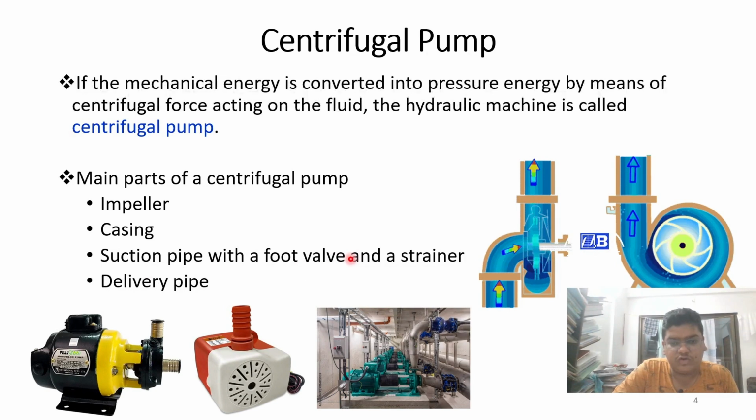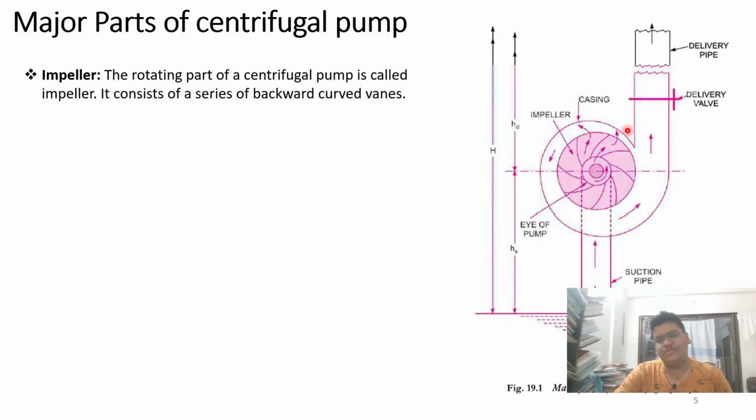The suction pipe with a foot valve and a strainer. You can observe the suction pipe here at the bottom side, and the delivery pipe on the upper side of the pump. These are the major parts of the centrifugal pump. This schematic diagram makes it easy to understand how the delivery valve is placed on the delivery pipe, and the suction pipe you can observe here from the bottom. The foot valve and strainer are placed here, and the suction pipe continues from it.